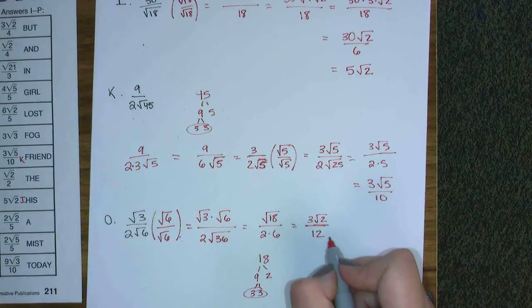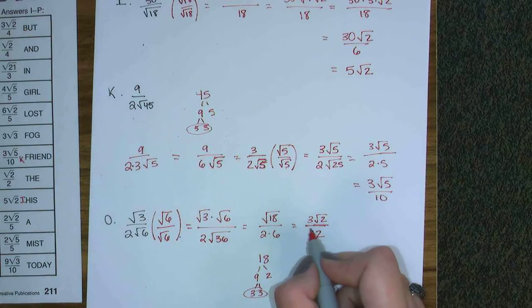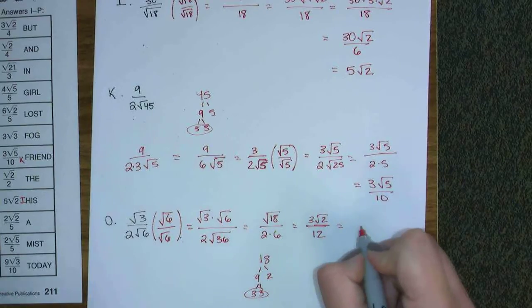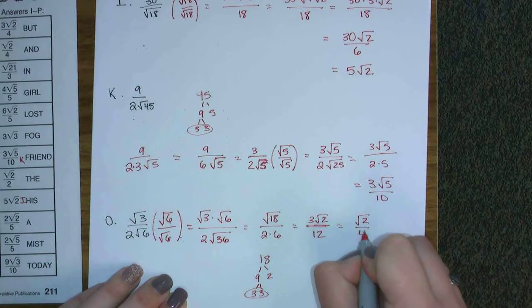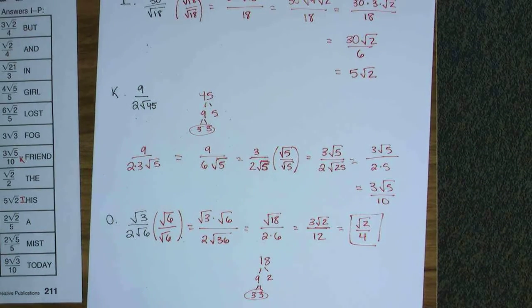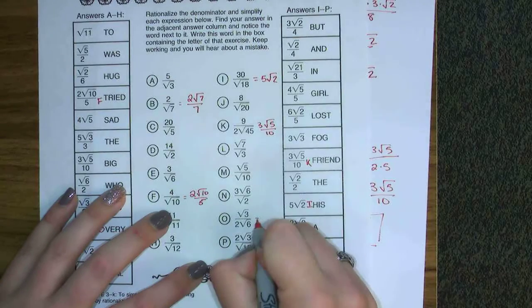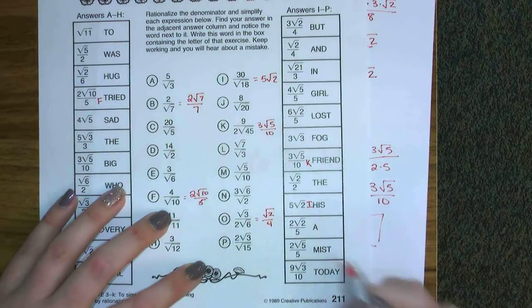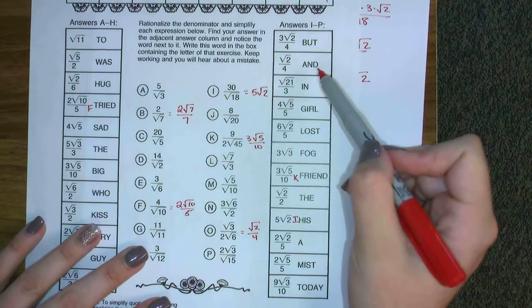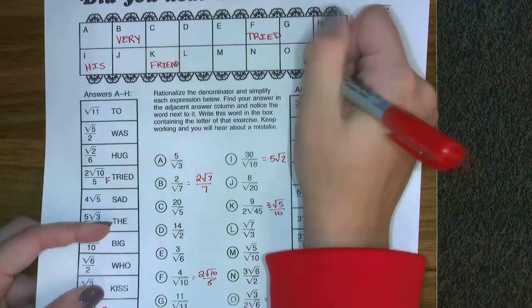So am I done? Again, hopefully you just said no, because I need to simplify this. 3 goes into 12 4 times, so this leaves me with the square root of 2 over 4. And now, come over, that's O. So O is the square root of 2 over 4. So find that up here, and then in O, I write the word and.